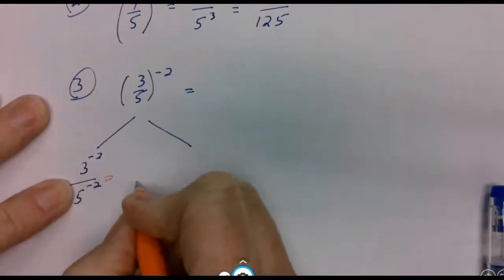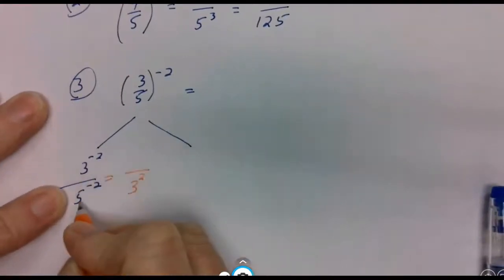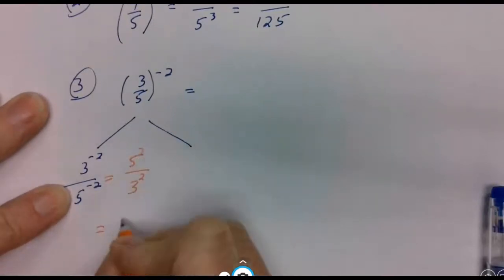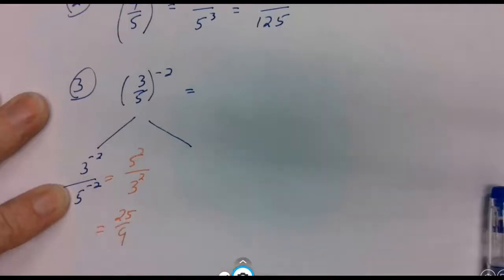So I have 3 to the negative 2. Well, it has to go to its opposite place. Right now, it's in the top, it has to go to the bottom. This one is in the bottom, it has to go to the top. So 5 squared is 25 over 9.